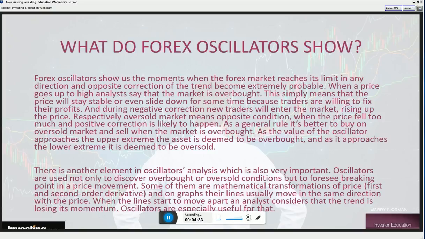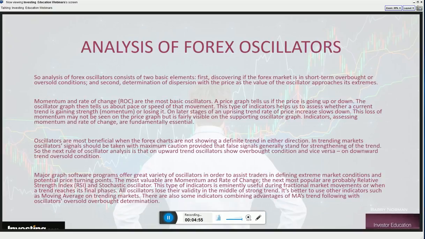Some of them are mathematical transformations of price, and on graphs, their lines usually move in the same direction as price. When the lines start to move apart, an analyst considers that the trend is losing its momentum. Oscillators are especially useful for that. So let's go over real quickly, before we go back to all this text, I've got some charts up on the screen, and let's take a look at two of the most popular indicators, just so you see what the lines are that we're talking about. So let me pop them up on your window.